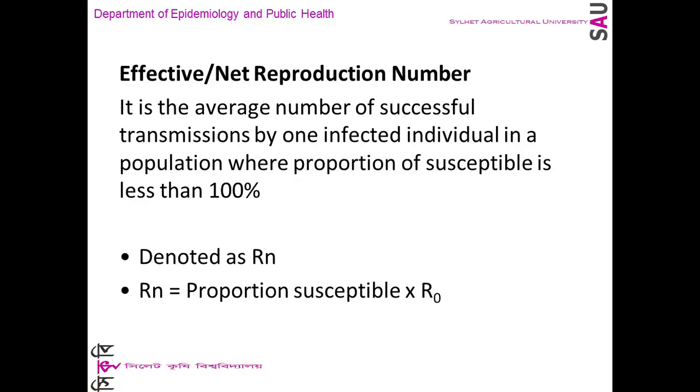Now, effective or net reproduction number. It is the average number of successful transmissions by one infected individual in a population where the proportion of susceptible is less than 100%. Effective or net reproduction number is denoted as Rn, and Rn is equal to proportion susceptible times R0.